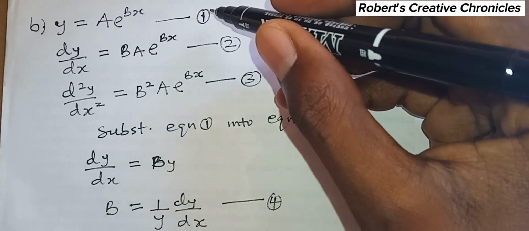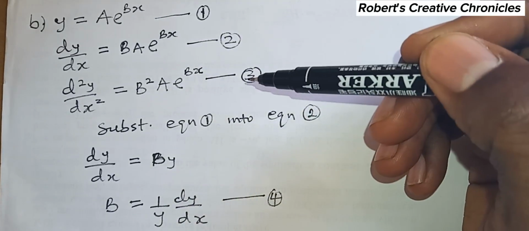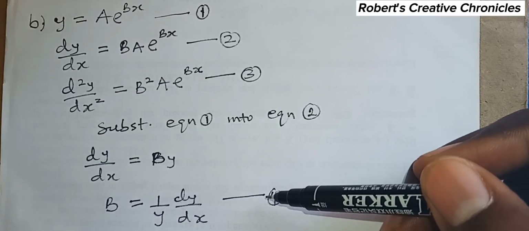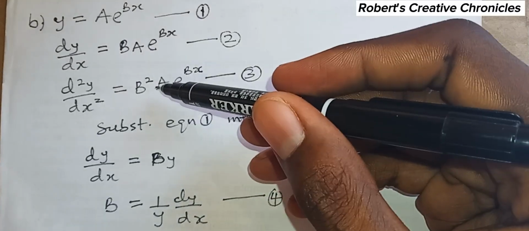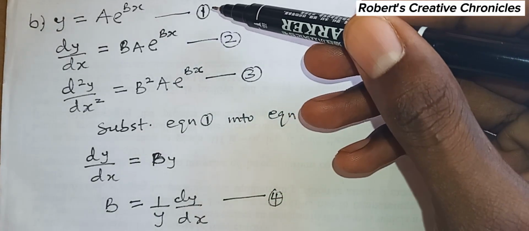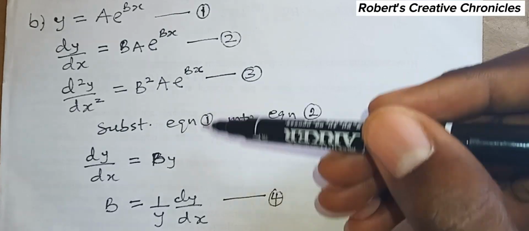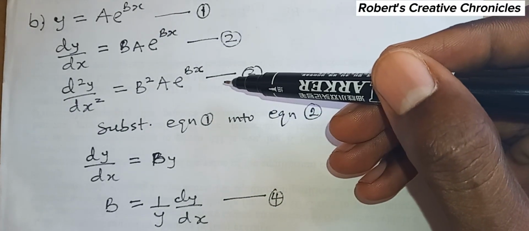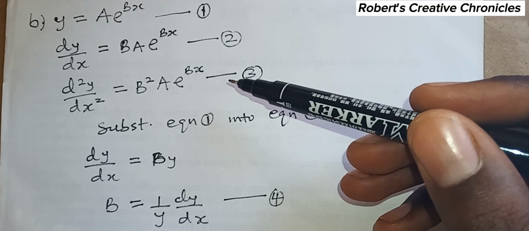So let's analyze these equations. What we will do is substitute equation 4 into equation 3 so that this b will be squared here, and then we'll substitute equation 1 into equation 3 also. So we'll make a double substitution into this equation 3. So all these terms will be differential equation terms.